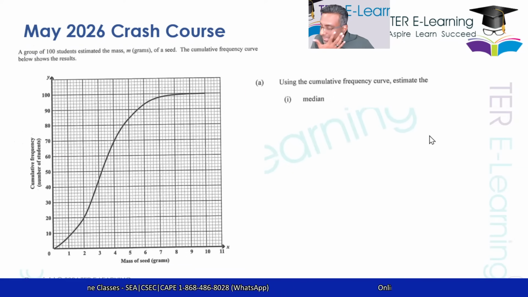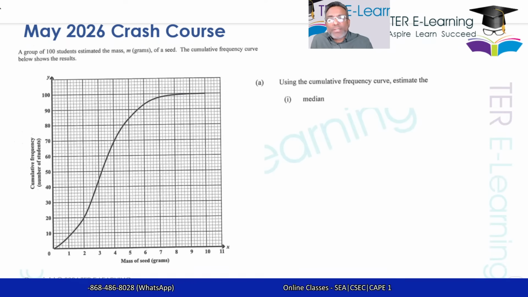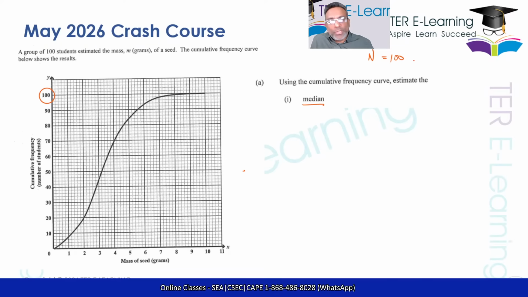All right, so we want to calculate the median. Now, the median is the middle of your data if I arrange my data in ascending order. So the first thing we're going to do in this question, we need to know how many students we have. In this case, n is equal to 100. Now, if you want to work out where the median is, all we need to do is find half of the 100. Half of the 100 is going to be 50.